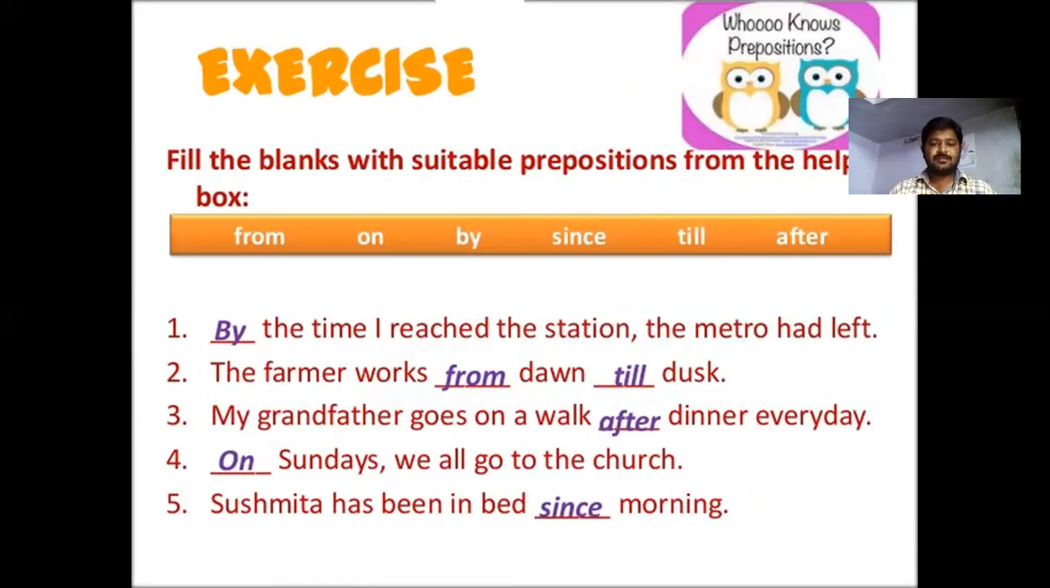And look at the exercises once again. By the time I reached the station, the metro had left. The farmer works from dawn till dusk.